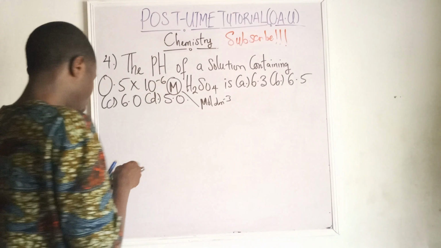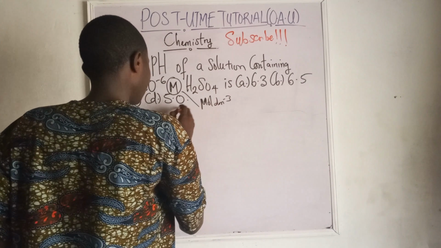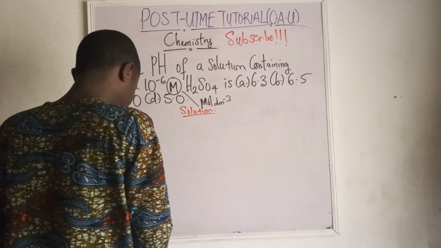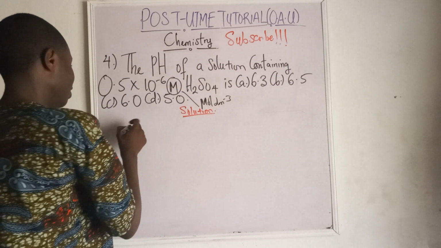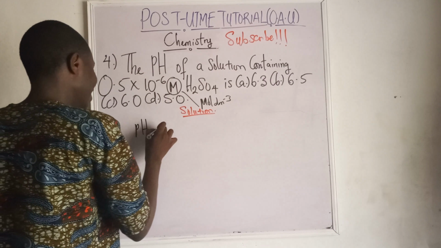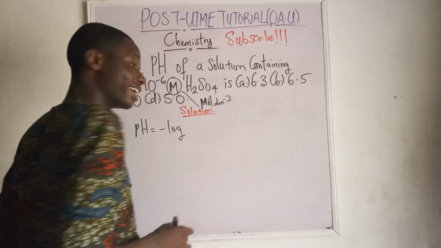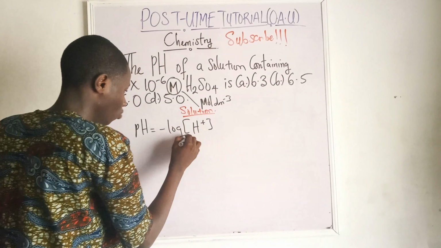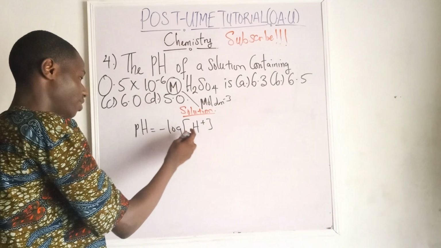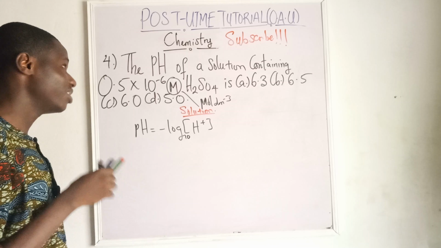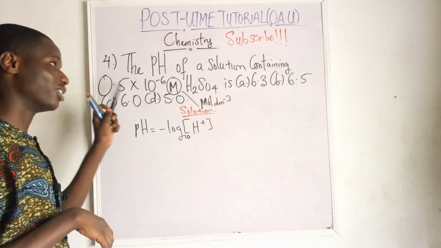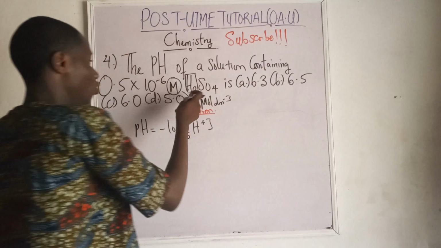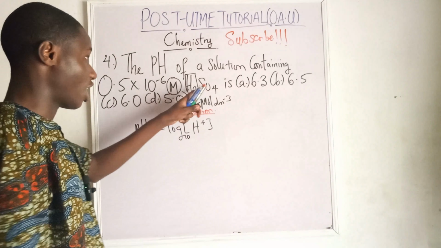Now when we are talking of pH, let me write the solution. pH has to do with the negative logarithm of hydrogen ion concentration to base 10, right? So base 10, right? Now, it means for the pH of a particular compound, what you need there is the hydrogen ion concentration. Now, how do we get the hydrogen ion concentration for H2SO4?